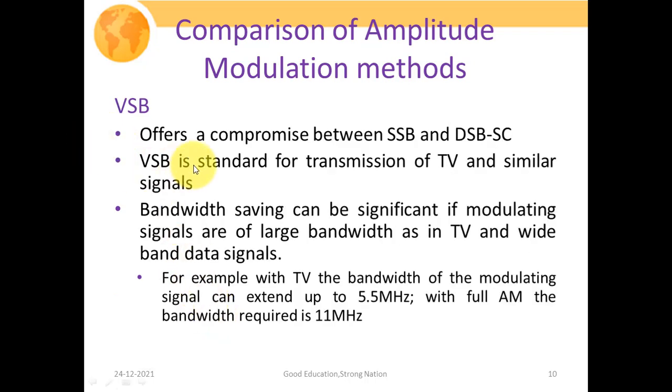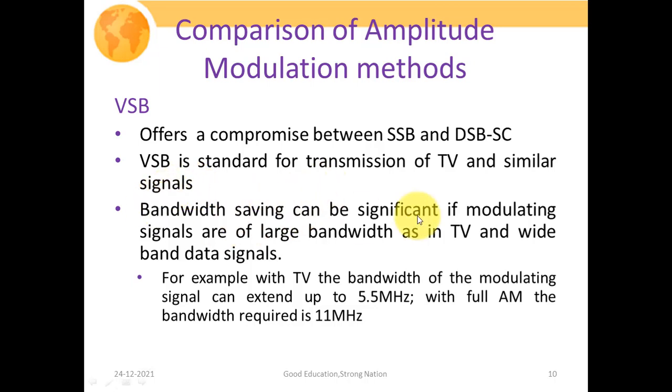Now the last portion is the vestigial sideband suppressed carrier system. Here we transmit one complete sideband and some portion of the other sideband. That is, we transmit the lower sideband completely and some portion of the upper sideband, or vice versa: the complete upper sideband and some portion of the lower sideband. Vestigial sideband is standard for TV transmission and similar signals. With its use, we are in a state to save a substantial amount of bandwidth.